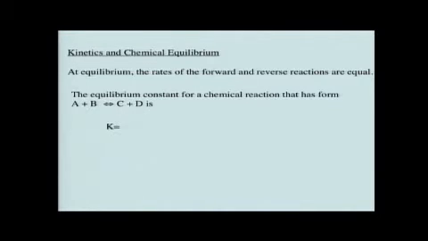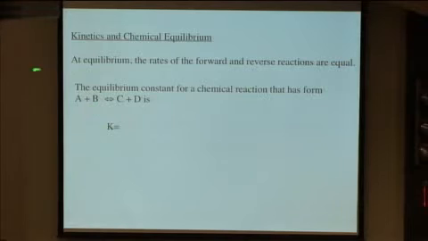So the equilibrium constant for a chemical reaction, A plus B equals C plus D, is going to be equal to what? What do I put on the top? Concentration of C and concentration of D, right? So our products, and at the bottom, we put the concentrations of our reactants, A and B.